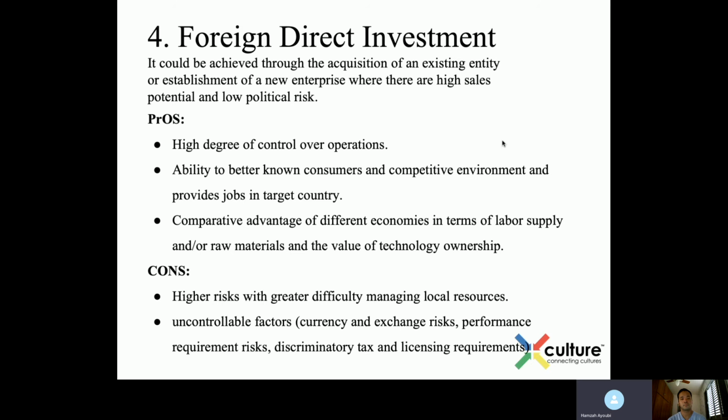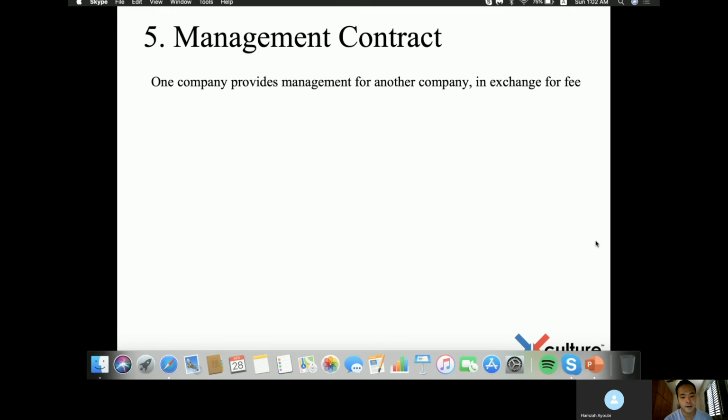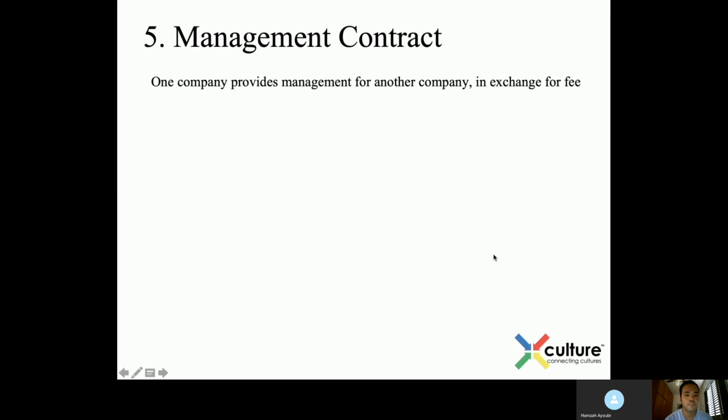Now, Rafael will continue with the fifth entry mode. Thank you, Hansa. The fifth entry mode is management contract. It is usually used where there is a lack of skill to run the project. One company provides management for another company in exchange for a fee. It can also provide the whole process, such as personnel management, accounting, marketing service, technical operation, training, or just one of them.